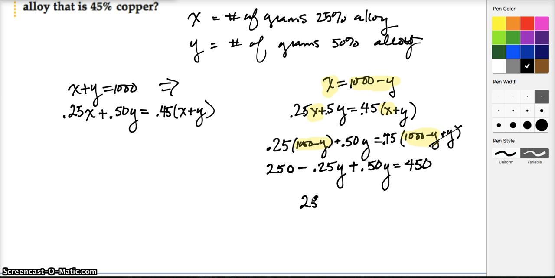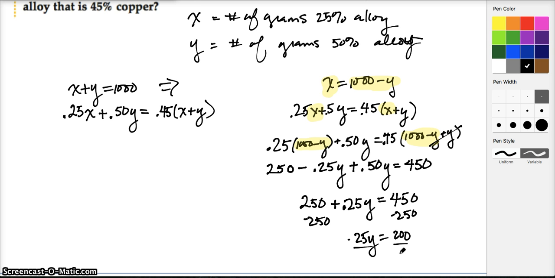So my 250 hangs out here. This is like 0.25 and this is like 0.50. Negative and a positive subtract. Take the sign of the higher number, so it's going to be positive 0.25. Hopefully that makes sense to you. And now I'm going to subtract 250 from both sides. When I do that, I end up with 200. And so I get 0.25y is equal to 200.